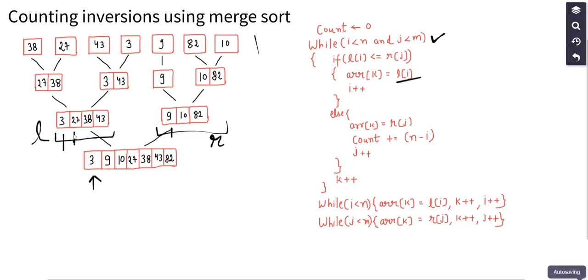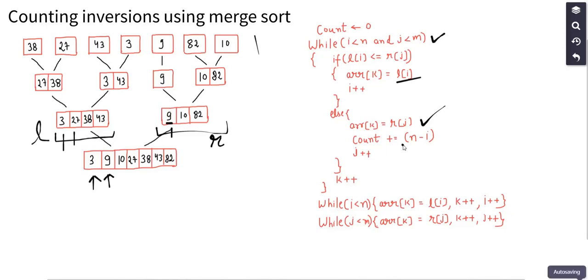Now I is pointing here and J is still pointing here. Then I compare these two elements, the element at I which is 27 and the element at J which is 9, and I see the element at J is smaller than the element at I. I can see that the integer at J is less than the integer at I, and hence I store this integer in the final array. So that's what I'm doing here.